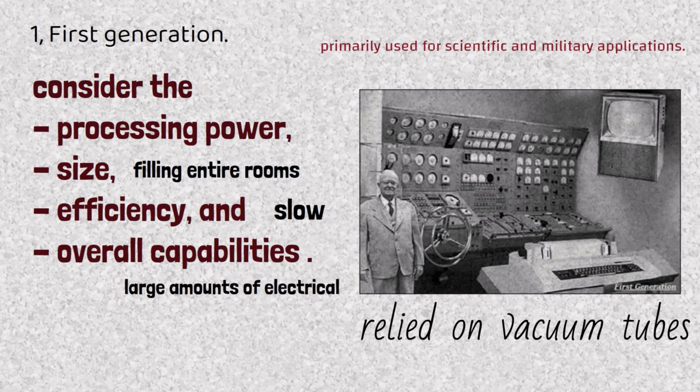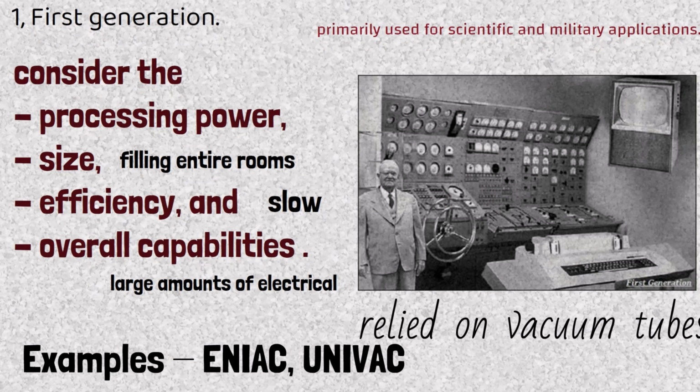Now let's see the most common examples of the first generation of computers. The first one is the Electronic Numerical Integrator and Computer, ENIAC, which is one of the general-purpose computers. The second example is the Universal Automatic Computer, in short UNIVAC. This is the first commercially successful computer. When we see the impacts, the first generation of computers laid the foundation for modern computing by demonstrating the potential of electronic data processing. However, their size, inefficiency, and limited capabilities hindered their widespread use.